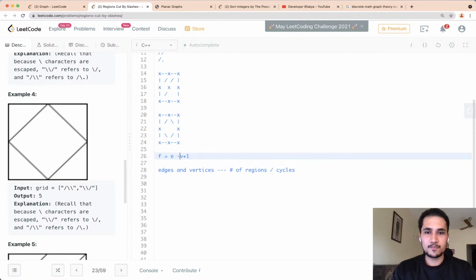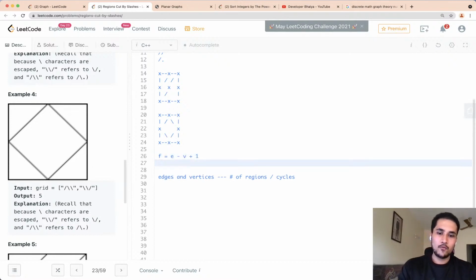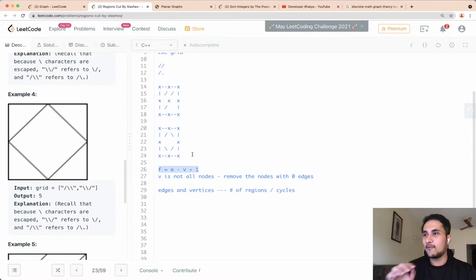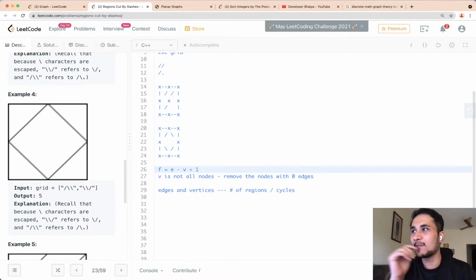I'm putting it like this, right? V is not all nodes. You have to remove the nodes with zero edges. We don't have to consider them. Only then will this formula work fine. So all right, we have to make this graph, and then I did use Google. I admit I did use Google, but yeah. So the idea is clear, right? I hope the idea is clear.